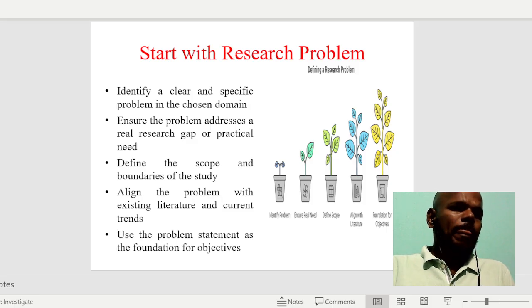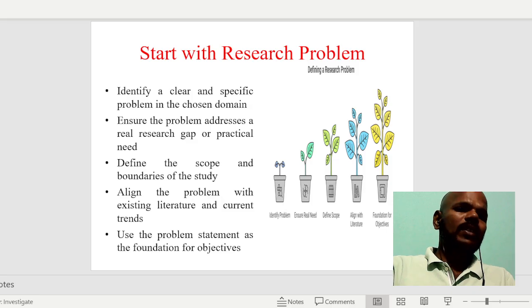Next, when you define any research problem, you should have some scope and boundary for your particular study. For example, you define some problem, but you don't know the boundary or limitations of the problem. That kind of research will not be possible. So it is better to know the limitations of scope when you are starting your research problem. The research problem should be aligned with the existing literature.